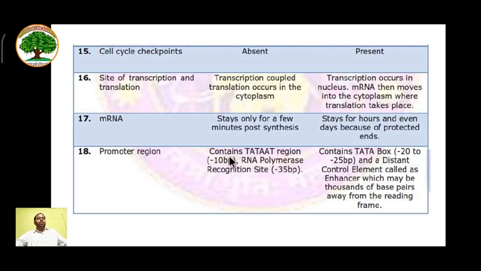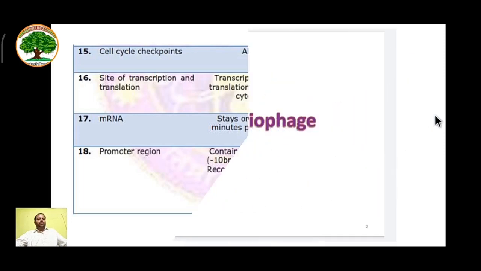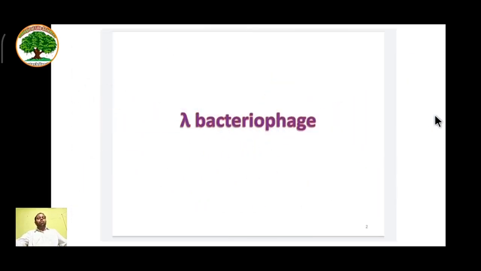The promoter region is present in the prokaryotic cell. It is generally the Pribnow box, the -10 element, and the RNA polymerase recognition site is present at -35, whereas in eukaryotes it contains the TATA box at -20 to -25, and there is a distinct control element called the enhancer, which helps in transcription. So this was all about the eukaryotic chromosome.